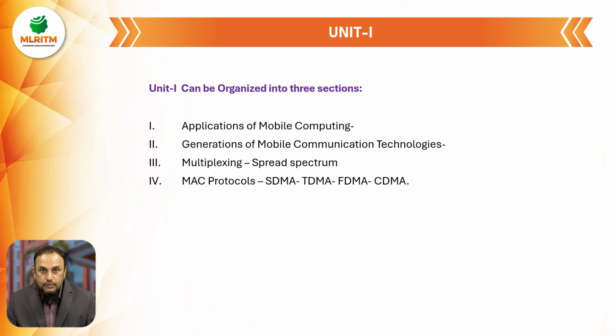Okay, now we go for the first unit. This first unit can be organized into three sections. The first is applications of mobile computing. The second is the generation of mobile communication technologies. The third part deals with multiplexing, different types of multiplexing: time division, frequency division, space division, and code division multiplexing. Afterwards we study in detail the medium access control protocols: SDMA, TDMA, FDMA, CDMA. SDMA stands for space division multiple access, then time division multiple access, frequency division multiple access, and code division multiple access.